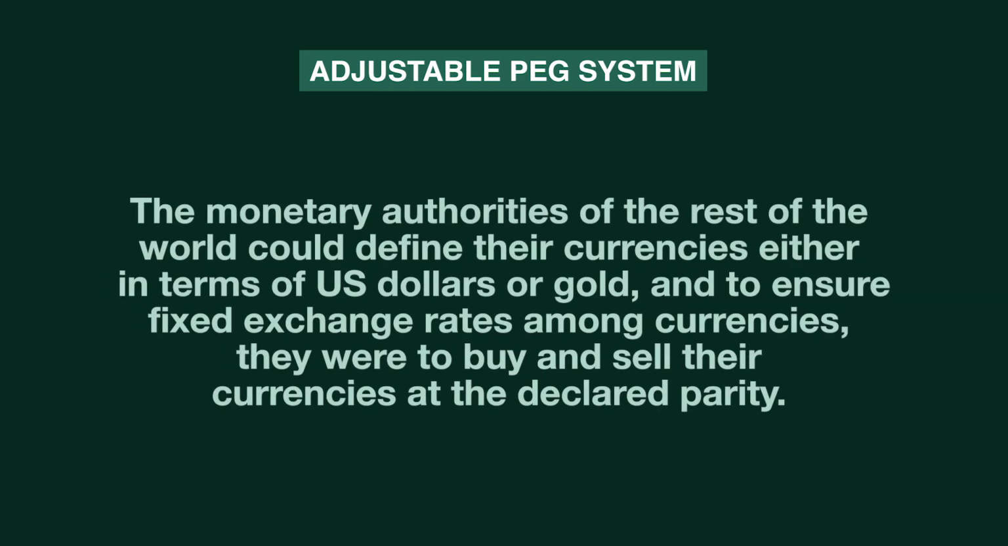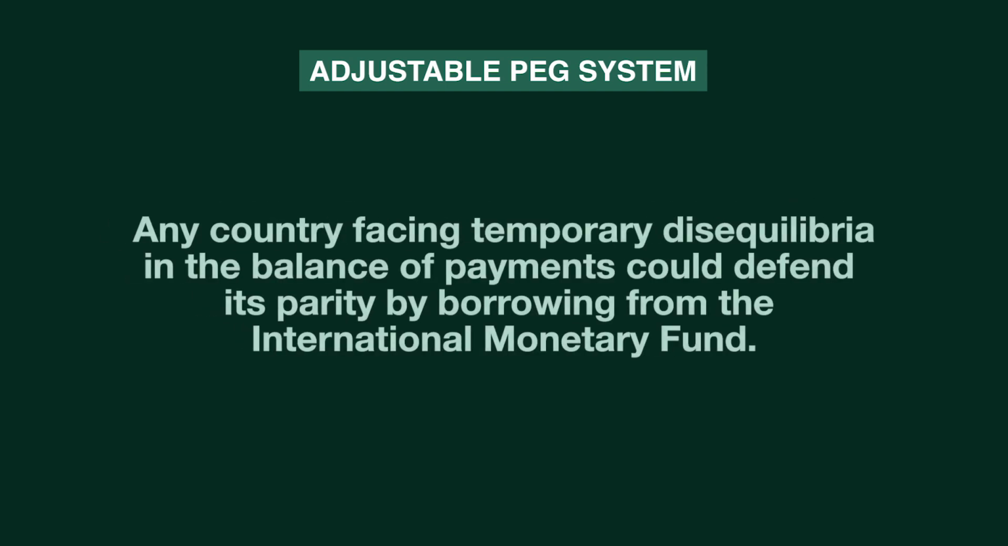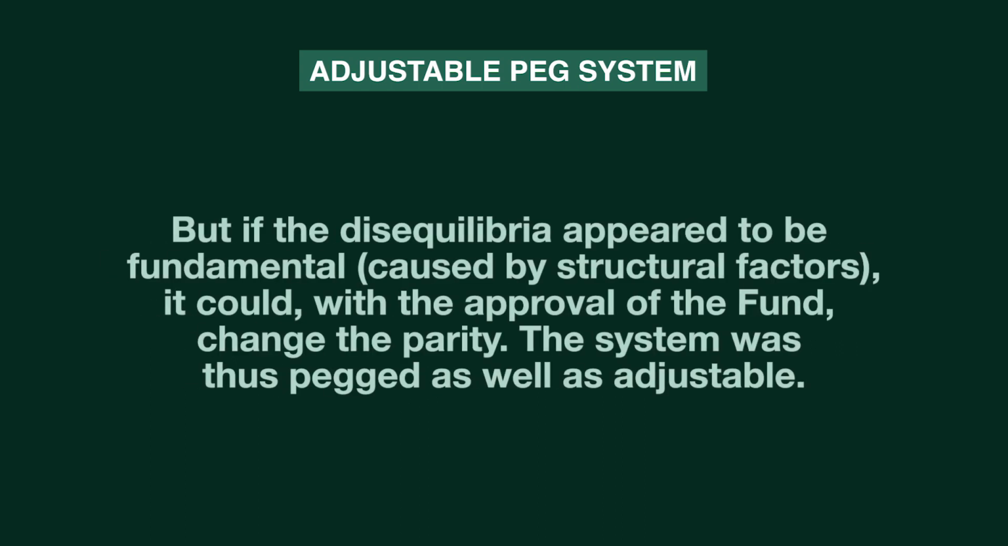The monetary authorities of the rest of the world could define their currencies either in terms of US dollars or in terms of gold, and to ensure fixed exchange rates among currencies, they were to buy and sell their currencies at the declared parity. Any country facing temporary disequilibrium in the balance of payments could defend its parity by borrowing from the IMF. But if the disequilibria appeared to be fundamental, it could, with the approval of the fund, change the parity. The system was thus pegged and called adjustable.